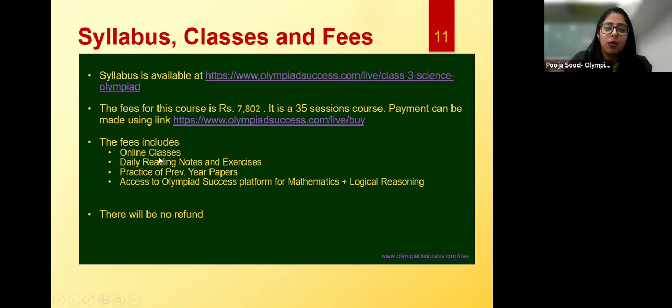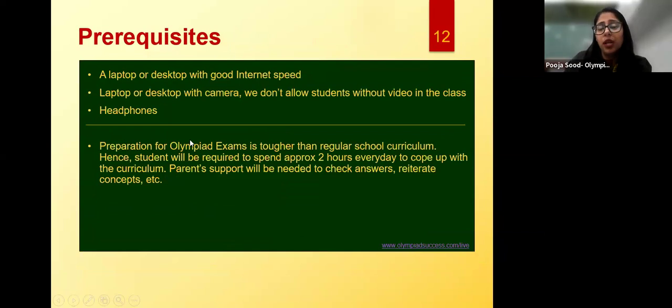The fees include online classes, daily reading notes and exercises, practice of previous year papers, and access to the Olympiad Success platform for mathematics plus logical reasoning. What all do you need? Just a laptop or desktop with a good internet connection, a good camera for better picture clarity, and good headphones for better audio clarity, so that you do not miss any of the sessions of your mentor.